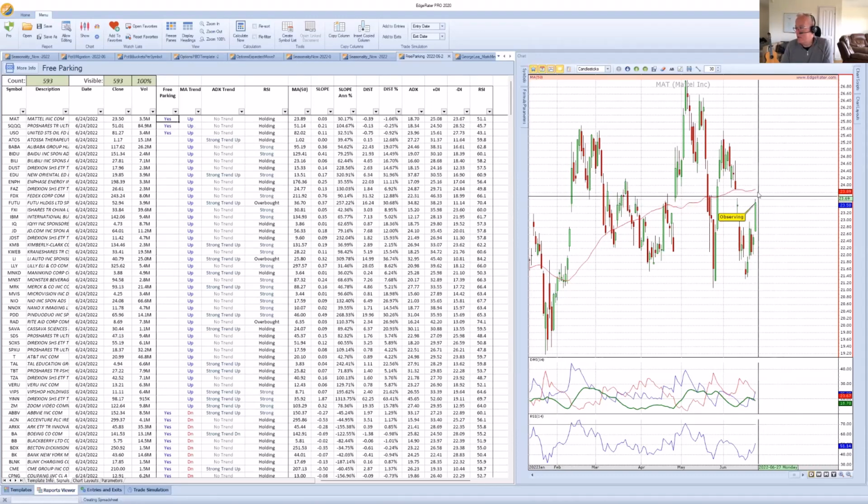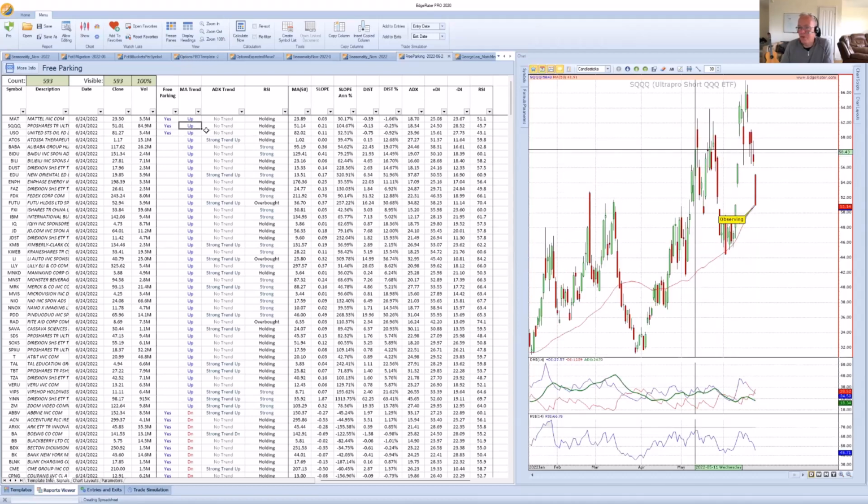So here's Mattel. It is within 2% of the moving average, but it's not really what you would look for in free parking. You normally, in bull markets, are looking for upward sloping moving averages. So something with an MA trend. This does have an MA trend up, but it's quite weak. And the ADX trend, there's no trend.